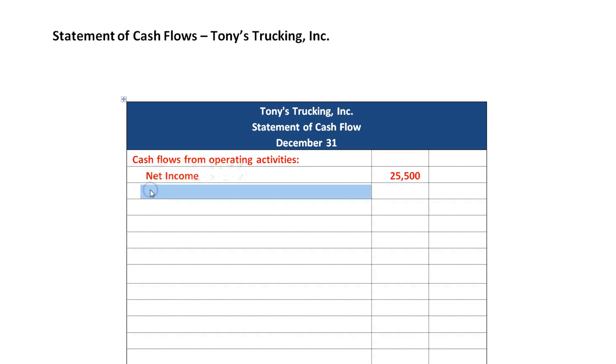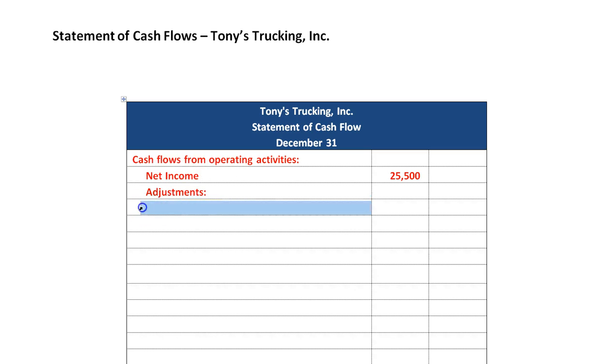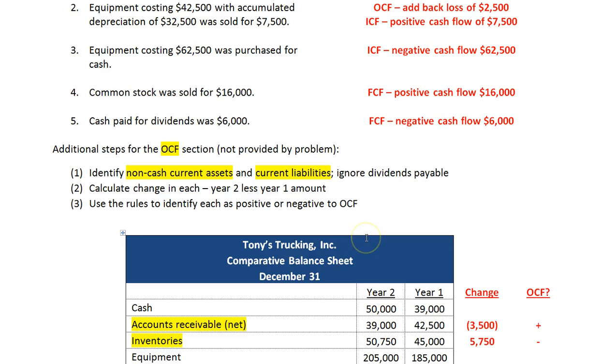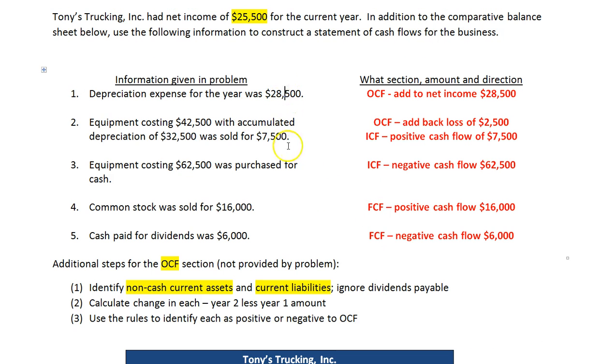Alright, I think we're going to start doing some of the adjustments. I would always encourage you to think about depreciation first, adding it back. Well, we got a label for adjustments. I bet depreciation's here. Yep. Depreciation, what was depreciation in this problem? 28,500.